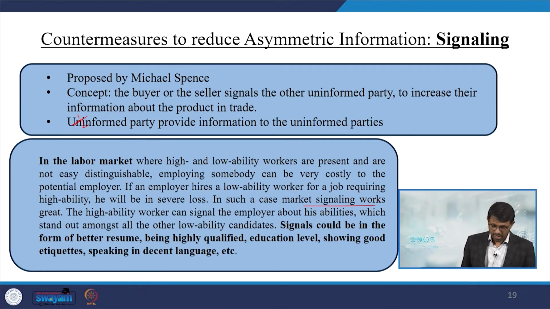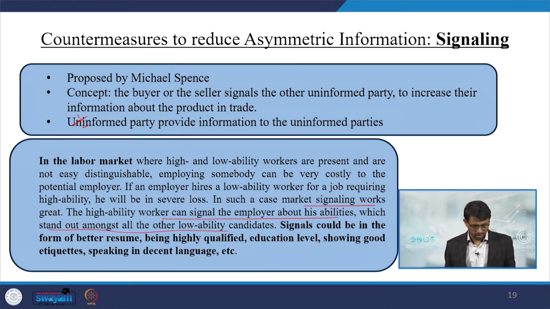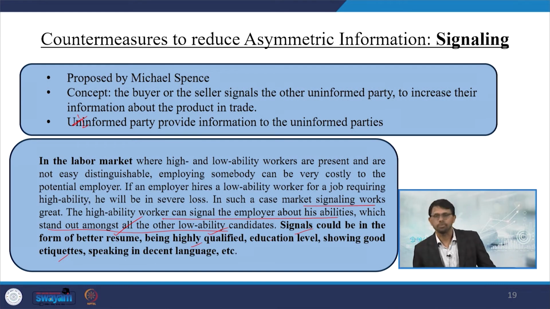The high ability workers can signal the employer about their abilities, which stands out among the low ability candidates. Signals could be in the form of a better resume submitted at the time of application, being highly qualified, education level, showing good etiquette, speaking decent language, etc. These are called signaling, which reduces the information asymmetry.